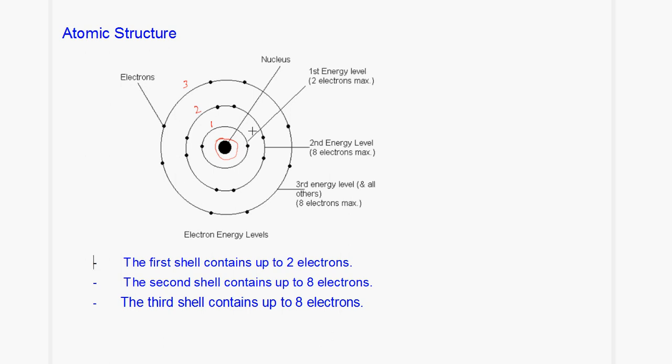The second shell can contain up to 8 electrons. So we have 1, 2, 3, 4, 5, 6, 7, 8. And the third shell can also contain up to 8 electrons. So we have 1, 2, 3, 4, 5, 6, 7, 8.